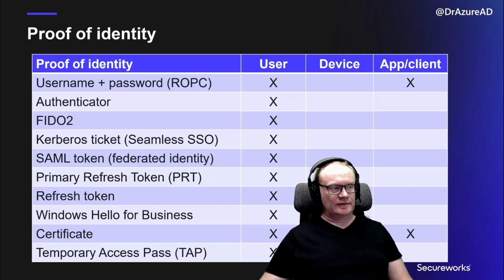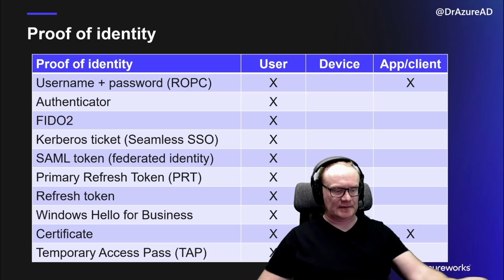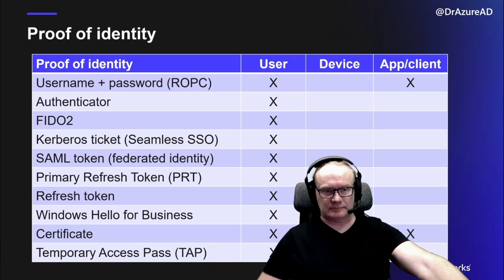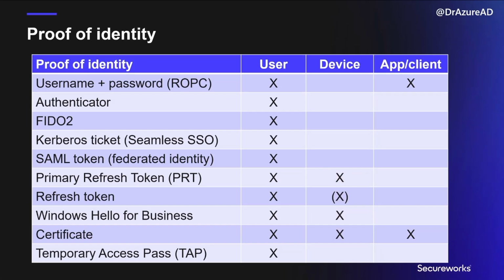And then finally the proof of identity. So there are different ways to prove your identity. The first one is username and password, also known as ROPC, or resource owner password credentials, which is the typical one. If you want to prove who you are, you may log in using username and password, and sometimes you can use those for applications.